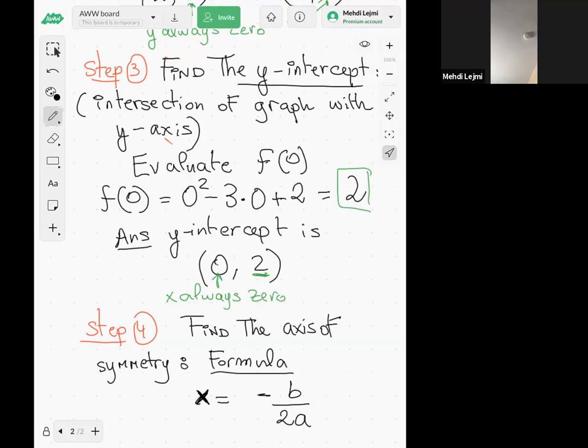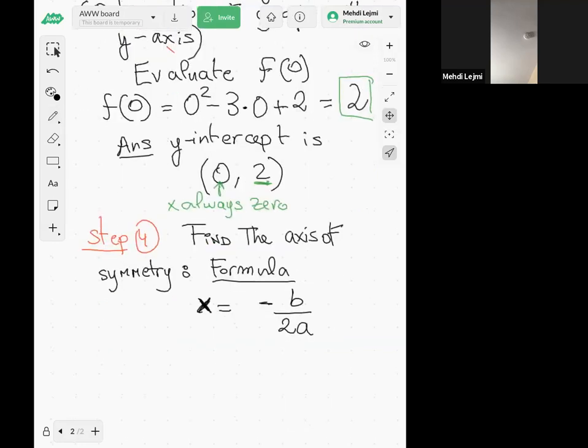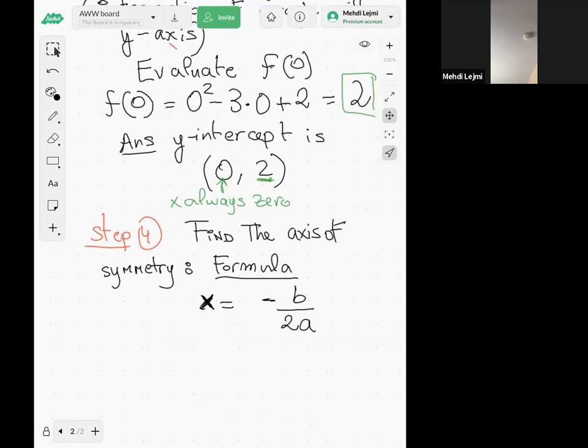Okay, and of course this axis of symmetry is always a vertical line. It's always a vertical line. It passes through the vertex.